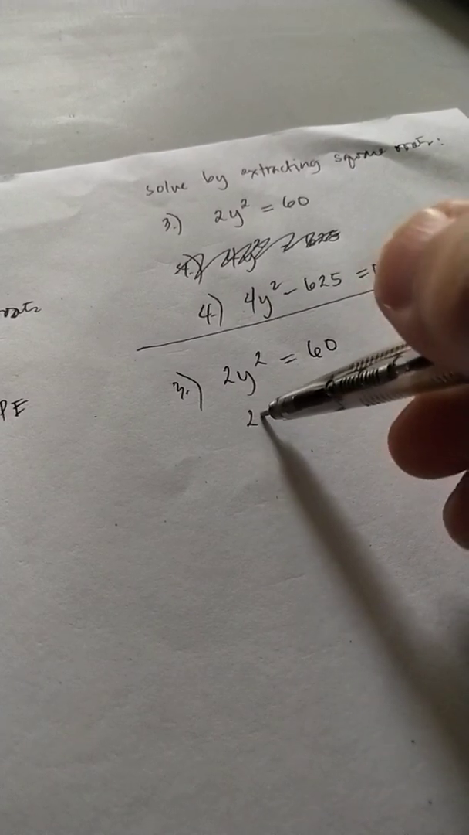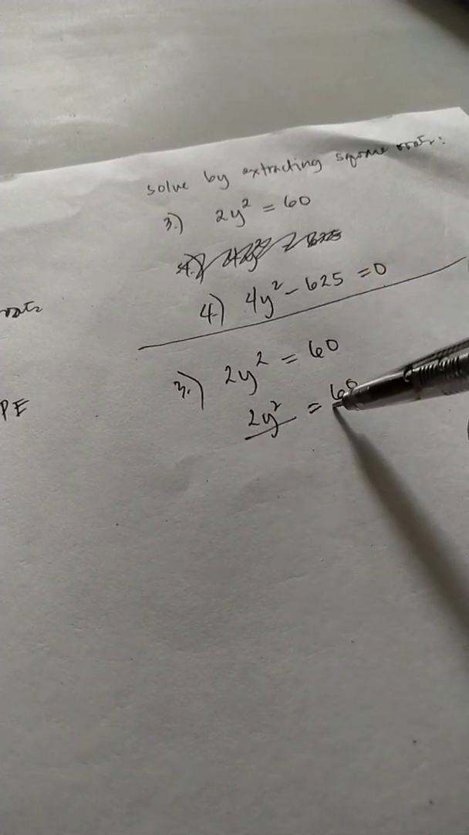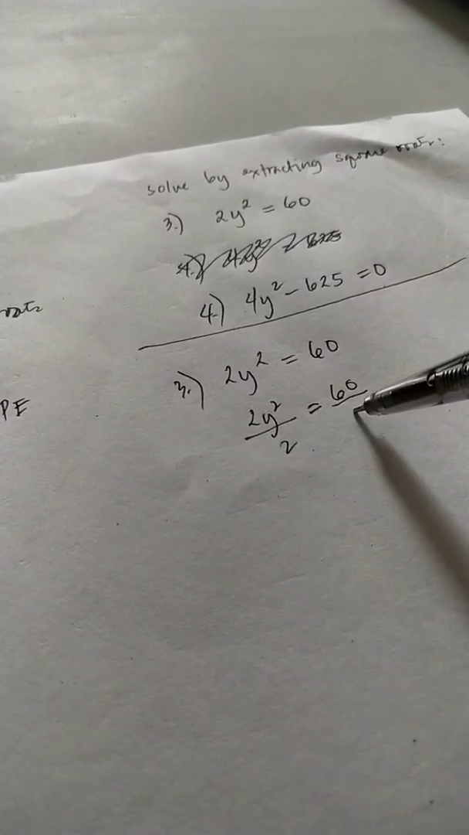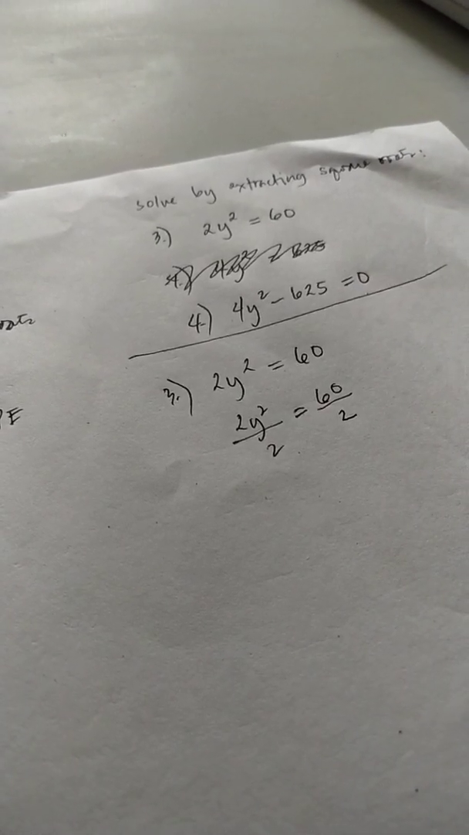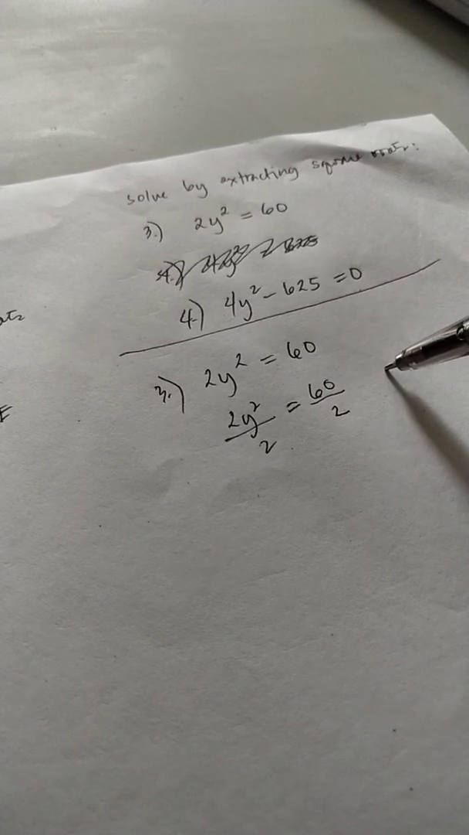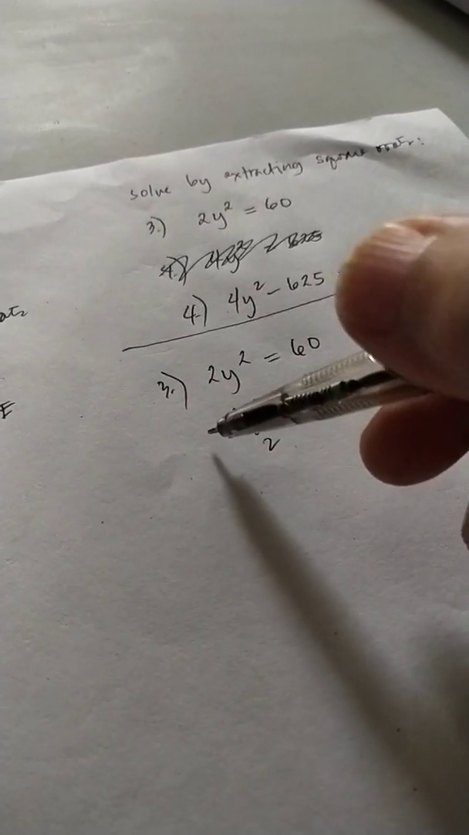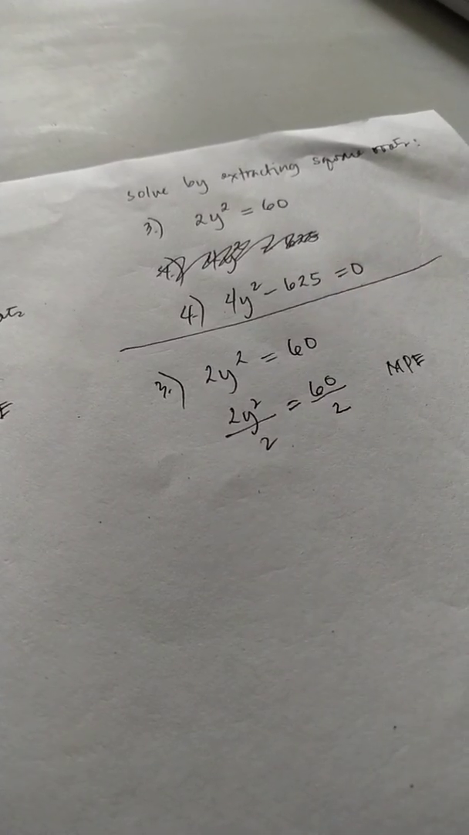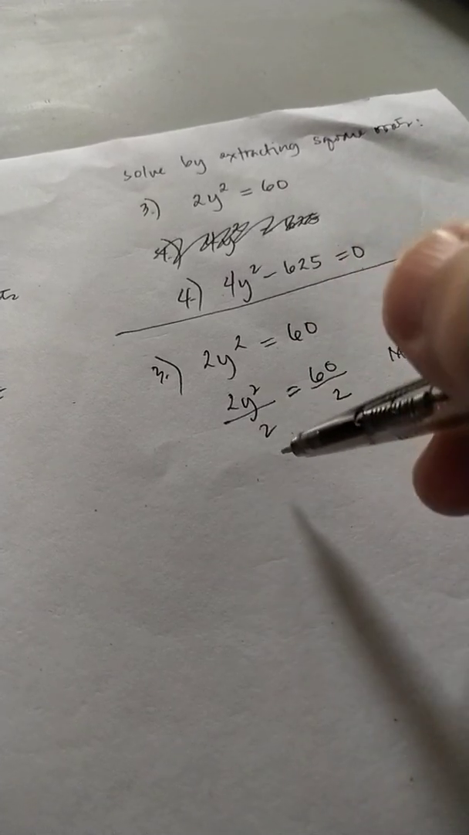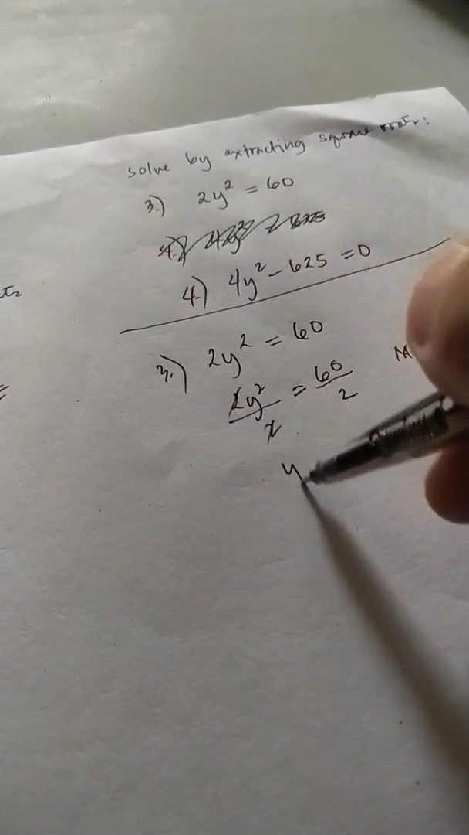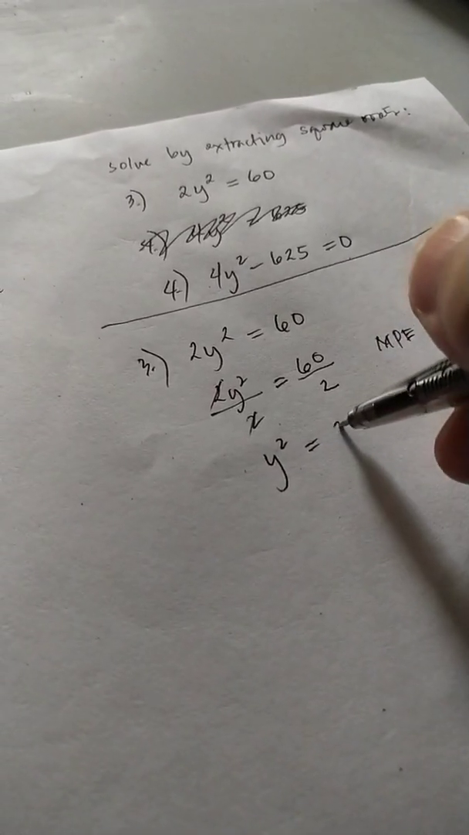That is why we have 2y square equals 60. We divide both sides by 2. What property of equality will explain or justify that? That is the multiplication property of equality. We multiply 1/2 on both sides, or simply we divide both sides by 2. 2 divided by 2, that is y square, is equal to 60 divided by 2, which is 30.